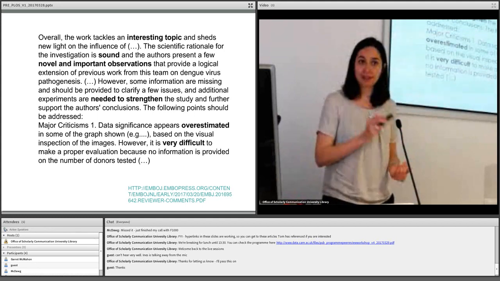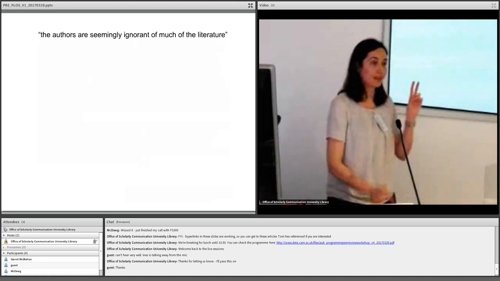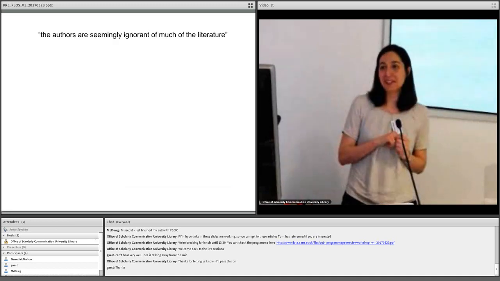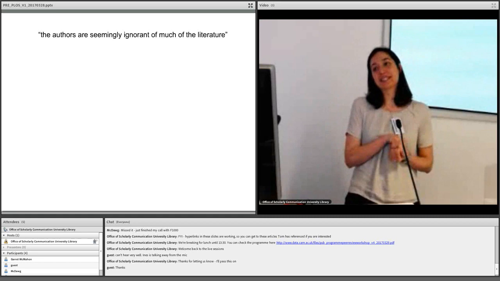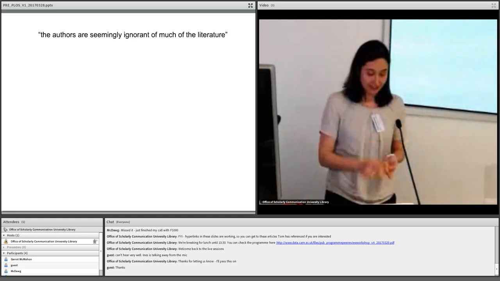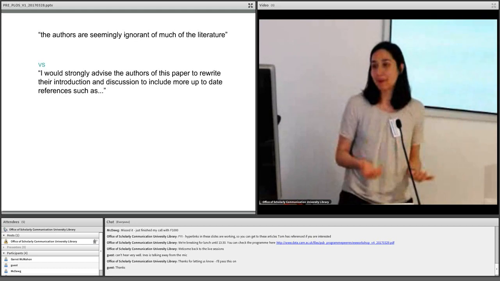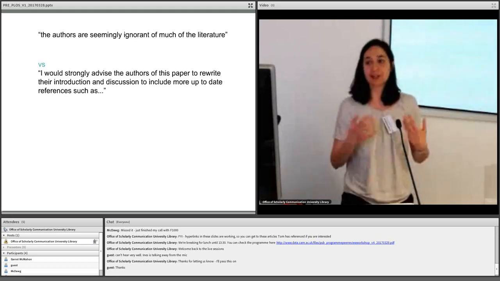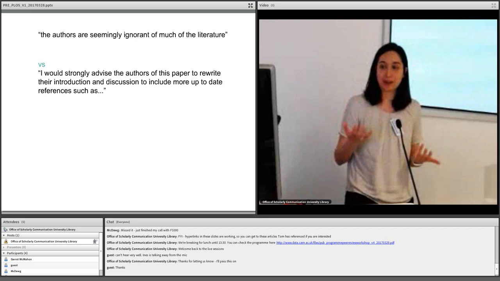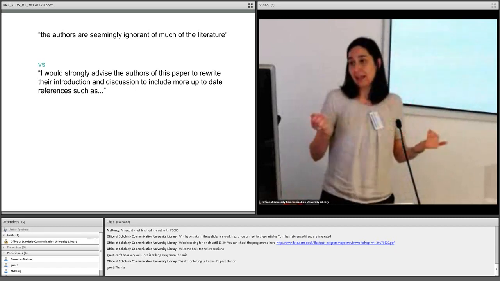So coming to that, these are some quotes from real reviews. One of them: the authors are seemingly ignorant of much of the literature. Well, this could have been rephrased perhaps to say, I would strongly advise the authors of this paper to rewrite the introduction and discussion to include more up-to-date references, such as, and then provide a nice list of references.